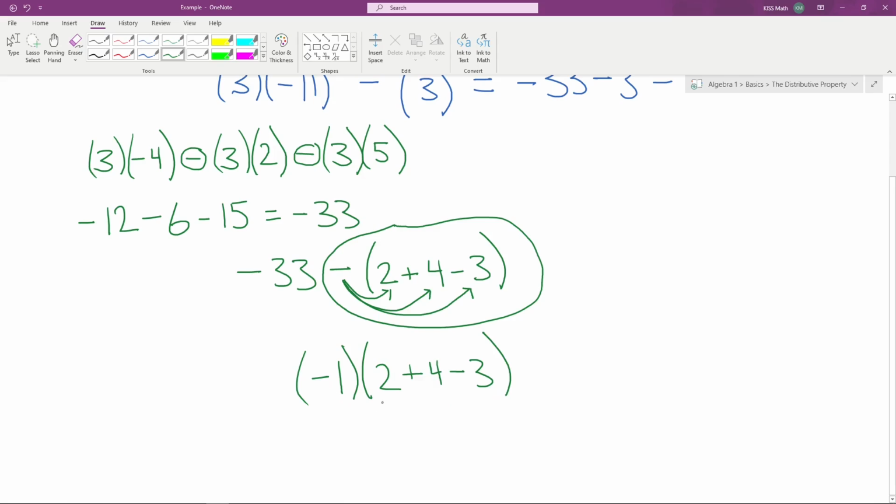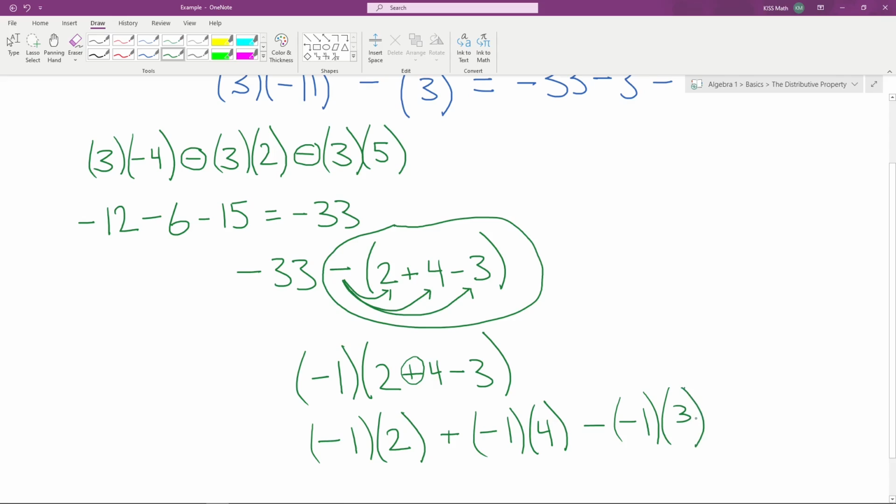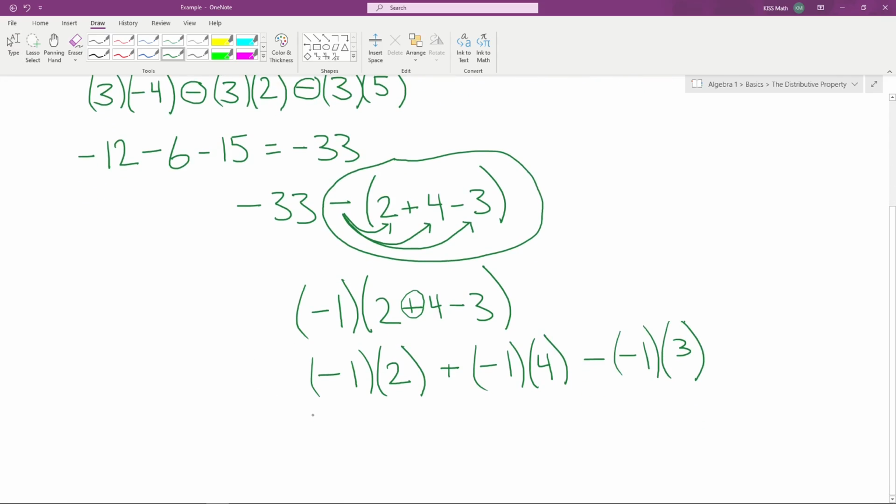Now if we distribute this, that would look like a negative 1 times 2 plus, we're keeping the signs here, plus a negative 1, distribute to the 4, minus, from here, negative 1 times 3. And that would equal negative 2 plus a negative 4, that just becomes minus 4, minus a negative 3, that's the same as plus 3.